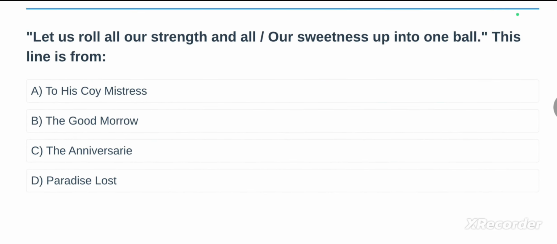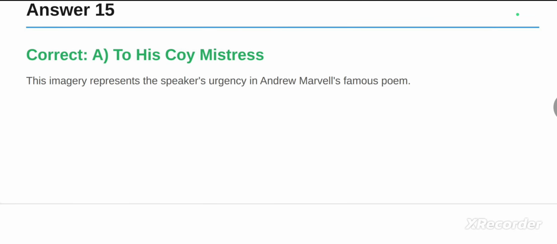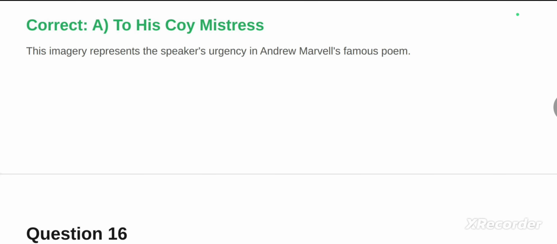Let us roll all our strength and all our sweetness up into one ball. This line is from, and we all know the answer is To His Coy Mistress by Andrew Marvell. The imagery represents the speaker's urgency in Marvell's famous poem, and we all know he also discussed about vegetable love. It grows slowly.